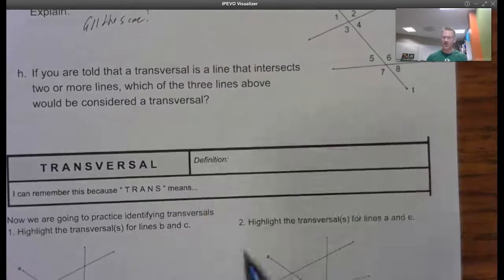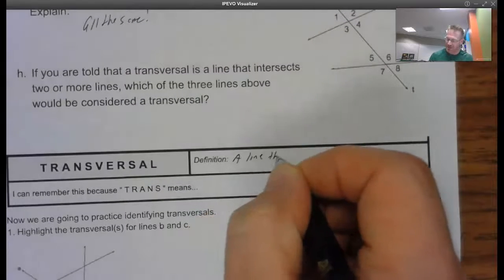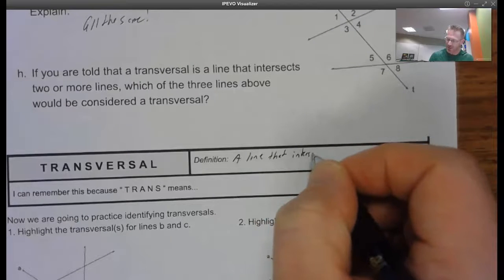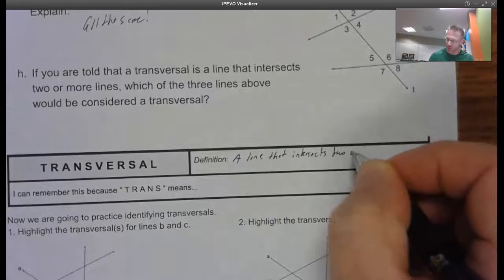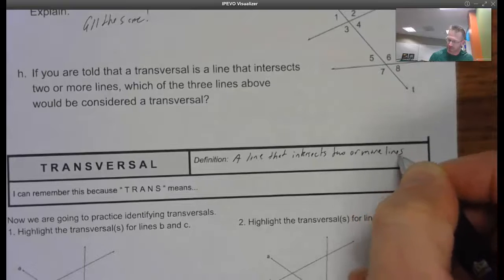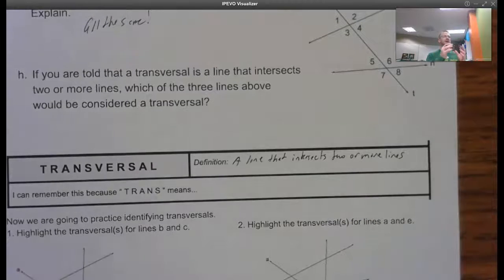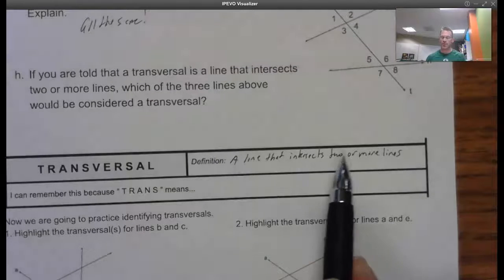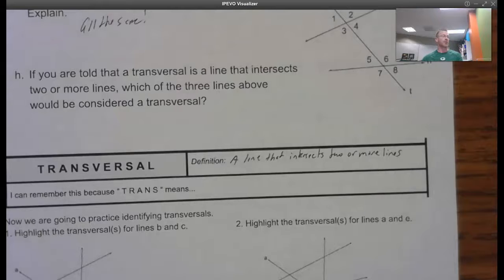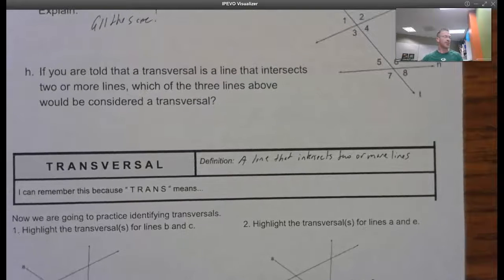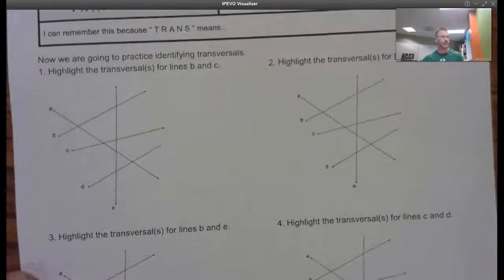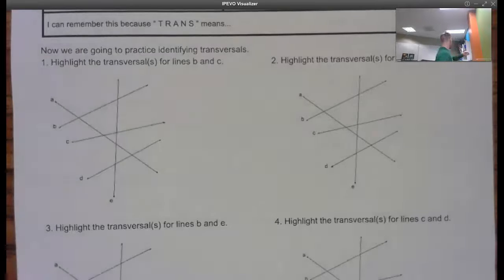Okay, the definition: a transversal is a line that intersects two or more lines. And that's going to be key, because a lot of the angle relationships and the angle pairs that we're going to identify in this unit are going to be tied to the transversal that we're talking about. So once again, a transversal is a line that intersects two or more lines. I'll let you write that down. Pause the video if you need to, but then let's go ahead and look at number 1 here.